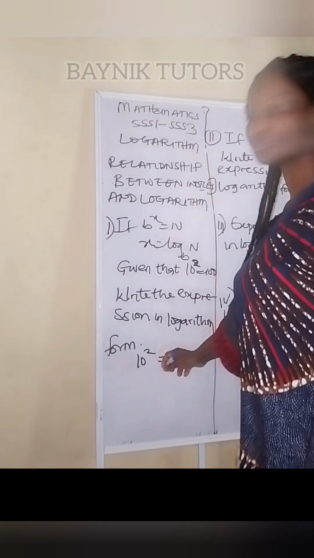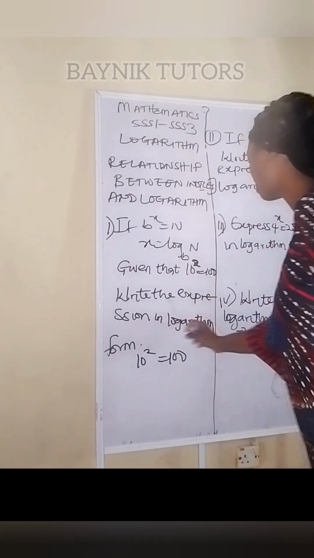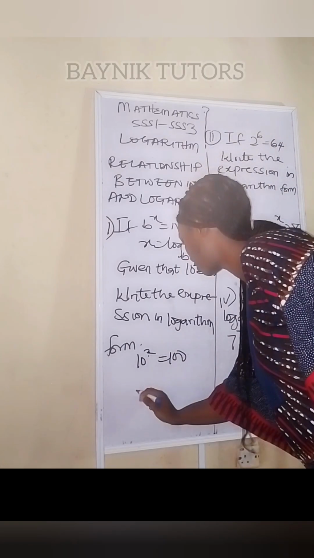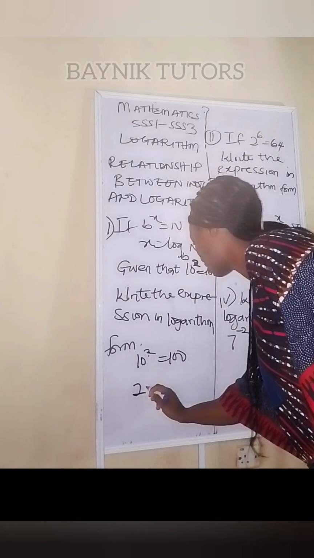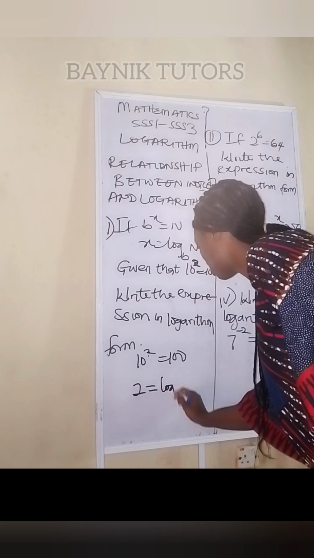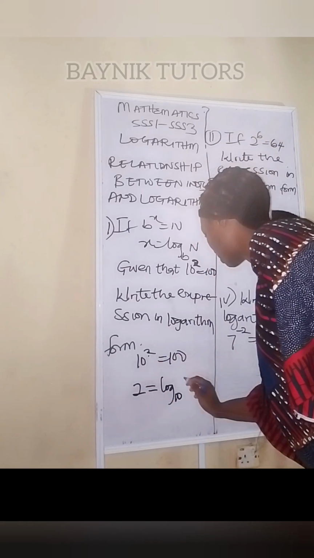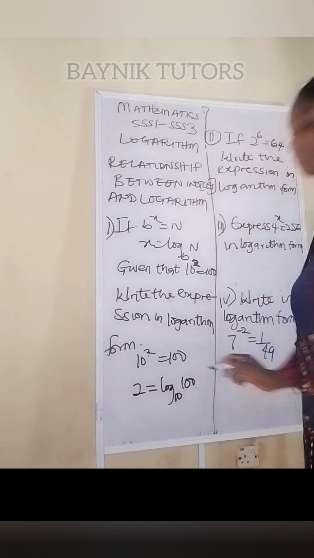Now let's write this in logarithm form. This 10 will be the base, this 2 will be down here, equals log 100 to base 10. Have you seen that now?